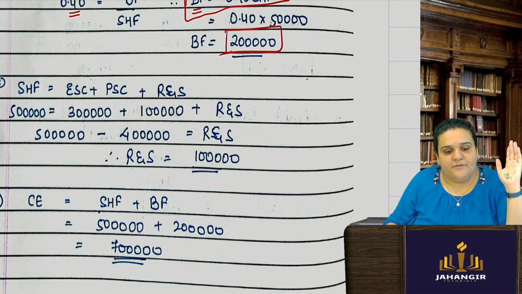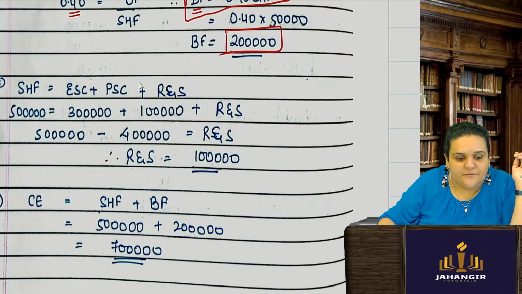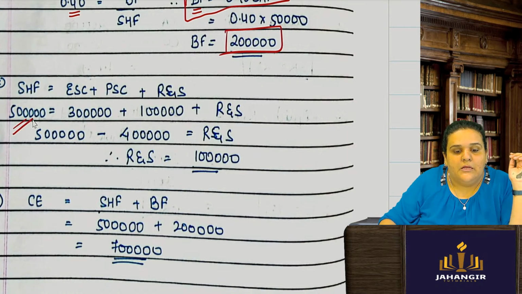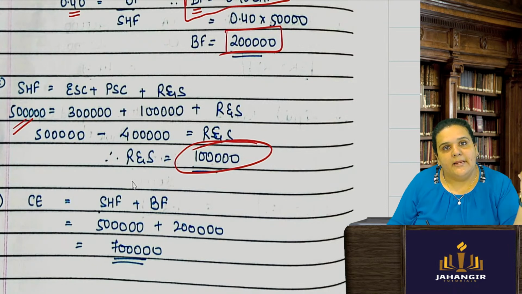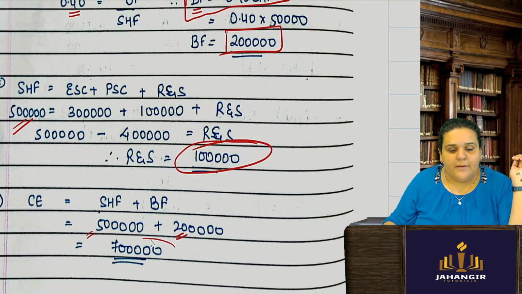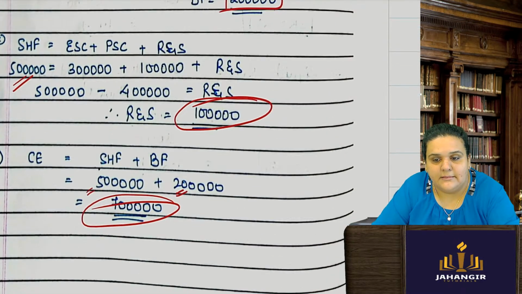So, equity and preference is given to me. Shareholders funds is what I have found. So, reserves and surplus will now be 1 lakh rupees. And capital employed is shareholders funds, we already found that, plus borrowed funds, what all again we found that. So capital employed is 7 lakhs.